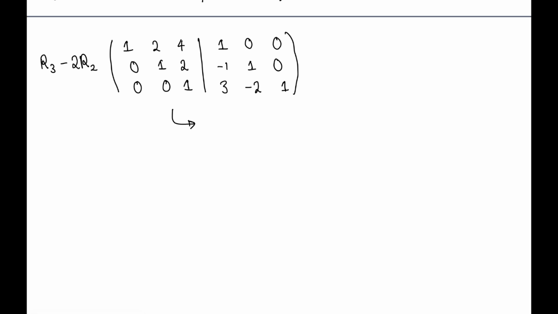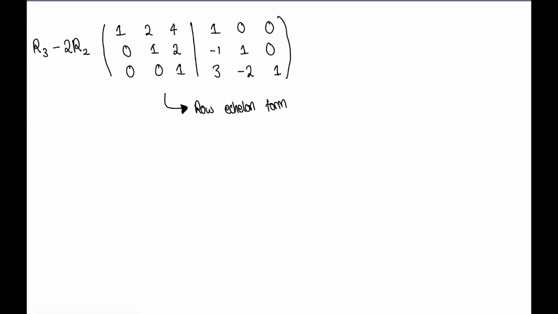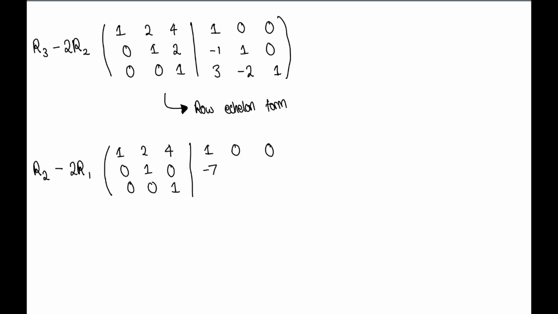So now we have reached row echelon form, and we must continue until we get the reduced row echelon form, because then we'd have an identity matrix. So in order to do that, we now must make these entries all 0. So that would happen when we do row 2 minus 2 lots of row 1. So we get 1, 2, 4, 0, 1, 0, and 0, 0, 1. Doing that to the identity matrix, we have 1, 0, 0, minus 7, 5, minus 2, and 3, minus 2, 1.